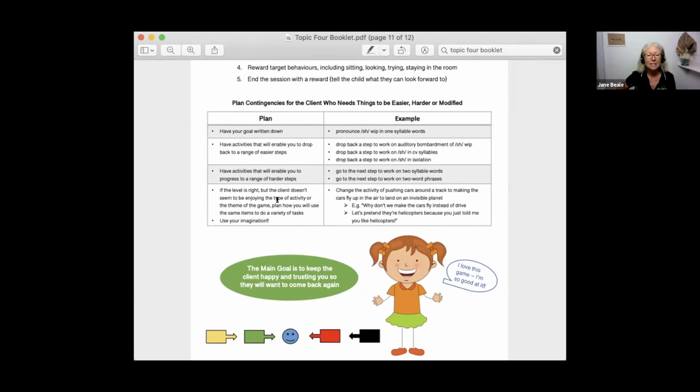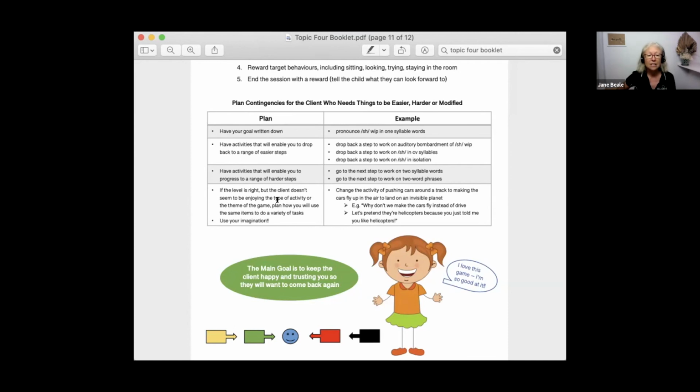In your plan, you need to have activities that will enable you to progress to a range of harder steps or how to move on. What if they just get 10 out of 10 on the sh word initial position in 1-syllable words? So you might go on to work with 2-syllable words, shower, shopping, or you might go on to work with 2-word phrases, big shoe, red shoe, my shoe, or show me, show her.